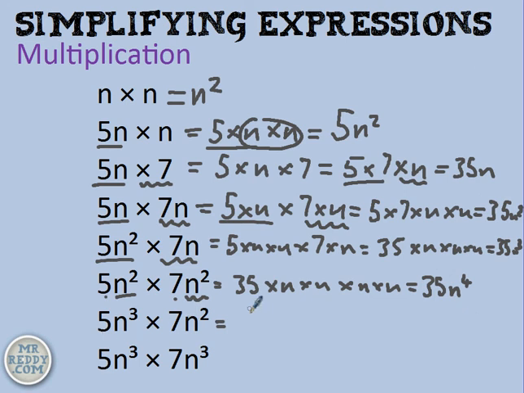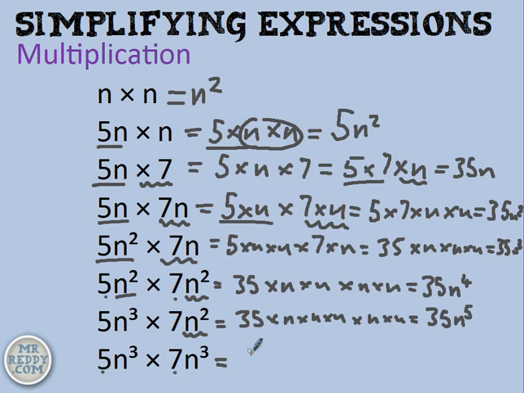So 5 times 7 will get 35 times n cubed, which is n times n times n. We've got to multiply it as well by n squared, which is n times n. And you get 35 n to the power 5. What is going on? Right, well, if you've already worked out the pattern and worked out what might be going on, hopefully this will cement it for you.